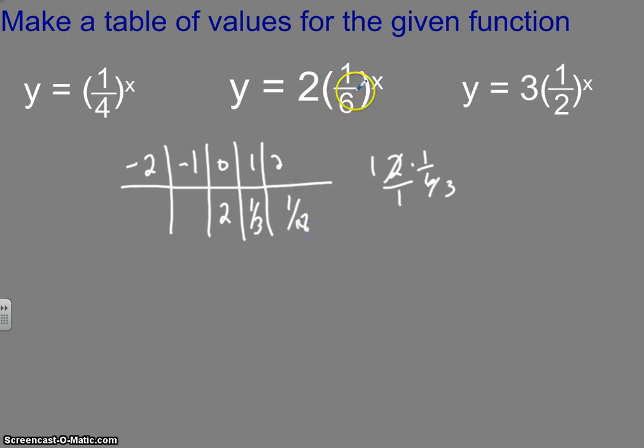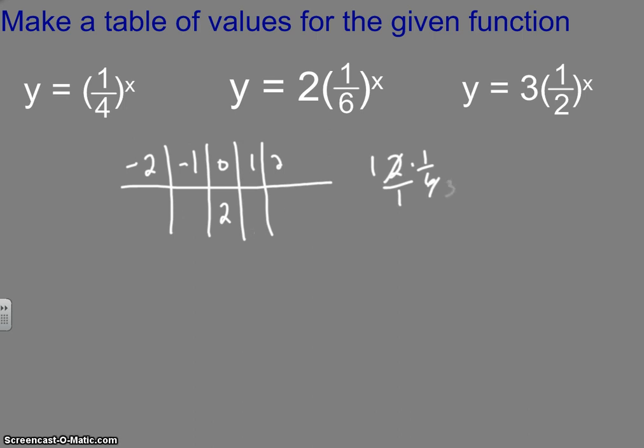Go to the negative 1. Negative 1 flips this over, so it's 6. 6 times 2 is 12. Negative 2 flips this over and squares it. That's 36 times 2, which is 72. And notice this is decreasing rapidly as we go from left to right.